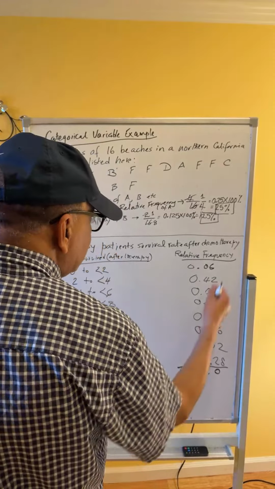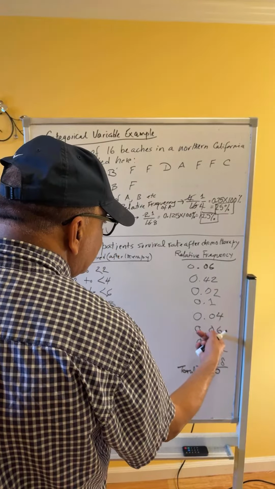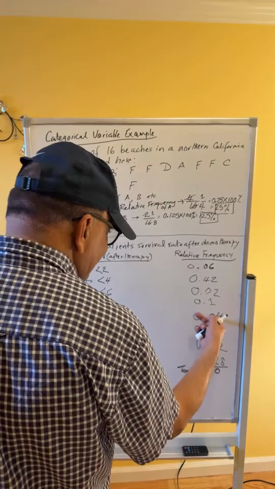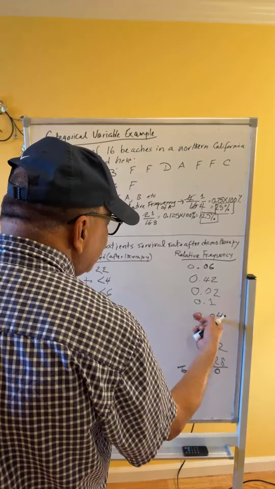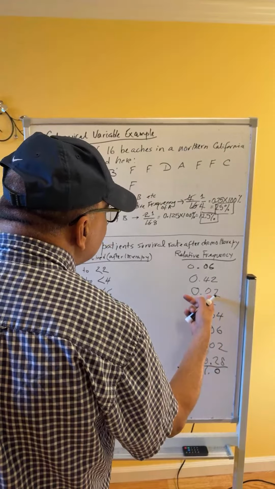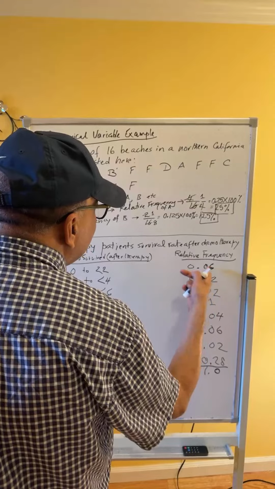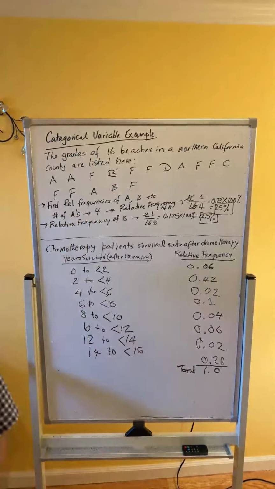Let me make sure I've done it correctly. 0.28 plus 0.02 is 0.3, plus 0.06 is 0.36, plus 0.04 is 0.4, plus 0.1 is 0.5, plus 0.02 is 0.52, plus 0.42 is 0.94, plus 0.06 is 1.